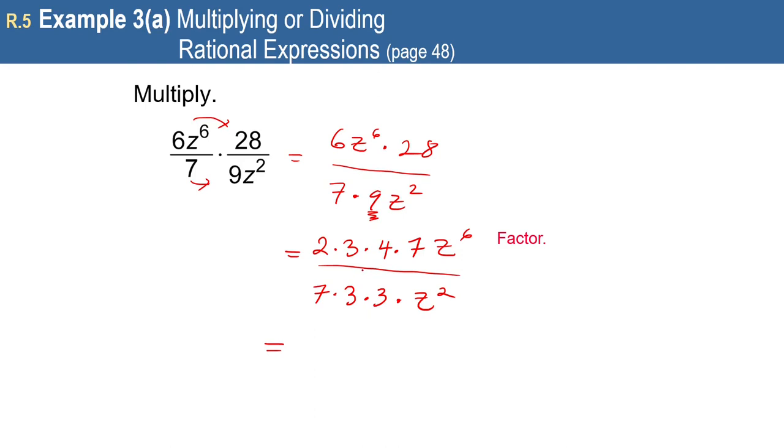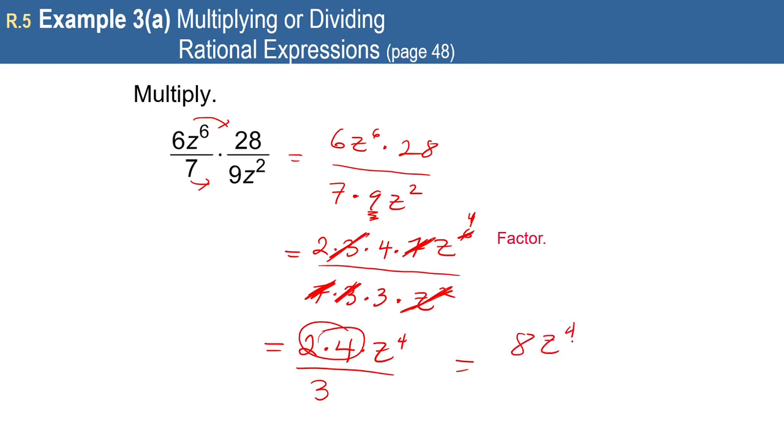Now let's see what cancels out. The 3 cancels out with the 3, the 7 cancels out with the 7, and there are 2 z's in the z squared down here, and that cancels out with 2 z's up here, which leaves us z to the 4th. So let's multiply that out. We have 2 times 4 times z to the 4th on the top. On the bottom, we just have a 3. I can simplify this as 8. So our final answer is 8z to the 4th over 3.